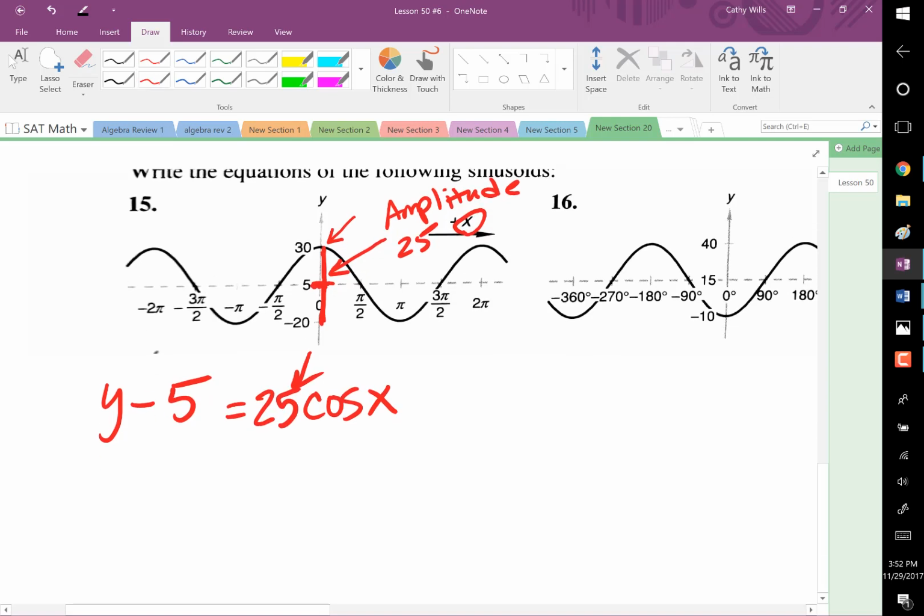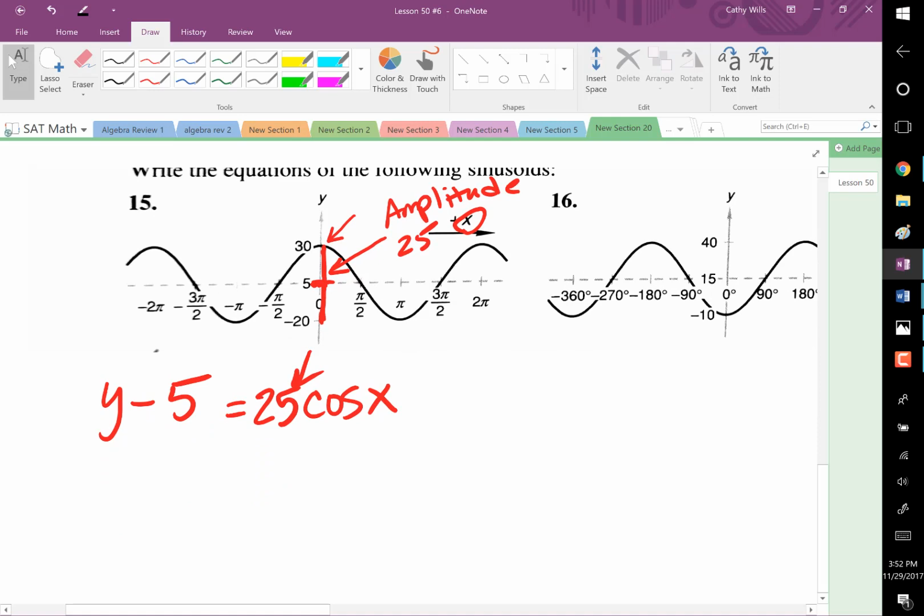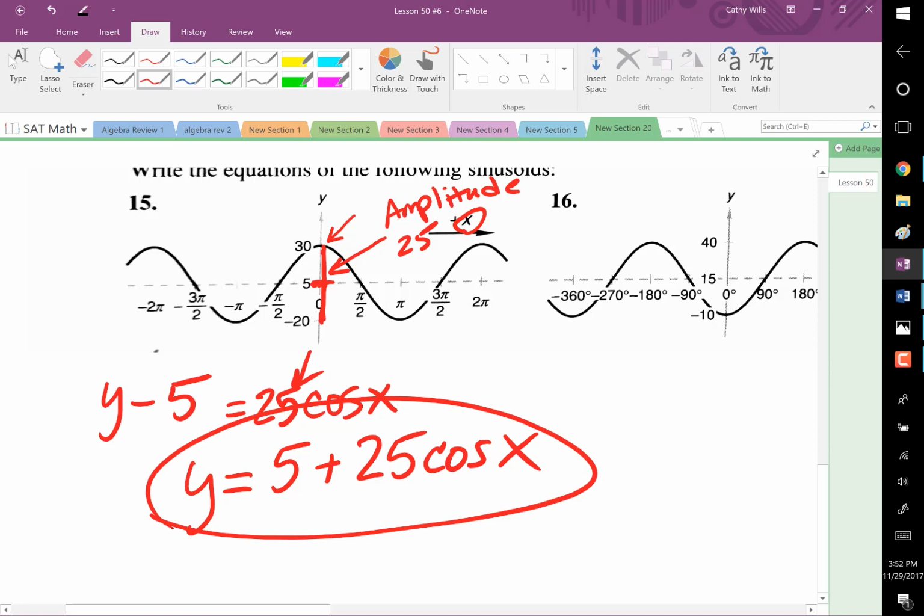And then you rewrite it so that y is by itself, because function notation says y equals something. So y equals 5 plus 25 cosine x is the equation of this graph, because it has been moved up 5 vertically, 5 units up, and also the amplitude is now 25 instead of 1. So you are multiplying the cosine function by 25.